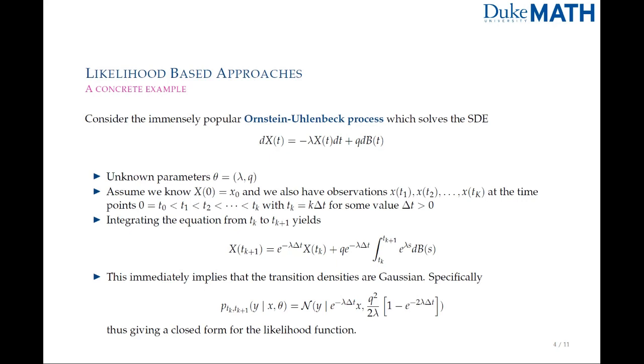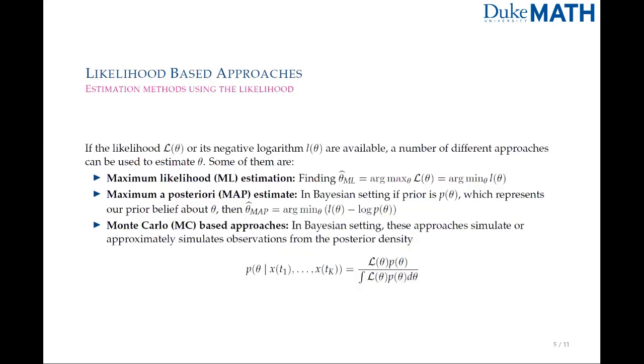Since now we have a closed form for the likelihood function in terms of the parameters, we can estimate the parameters using several different approaches. For example, the maximum likelihood estimation method is simply the maximum of the likelihood, or equivalently the value of theta which minimizes the negative logarithm of the likelihood.